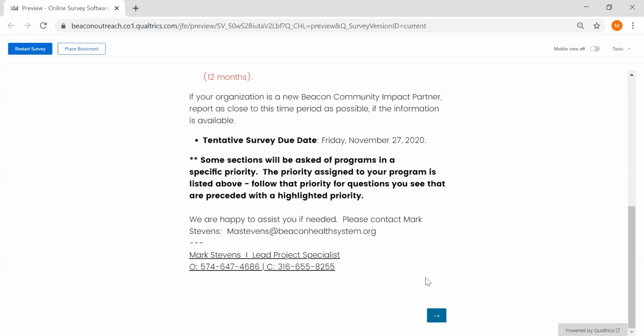Third, we highly encourage you to only have one survey open at a time. If you have multiple tabs open with the survey in it, you might enter data into different surveys and then lose some information.